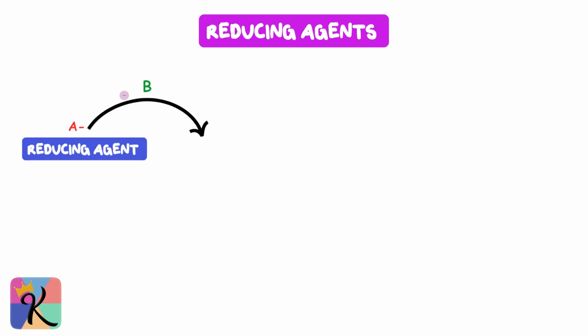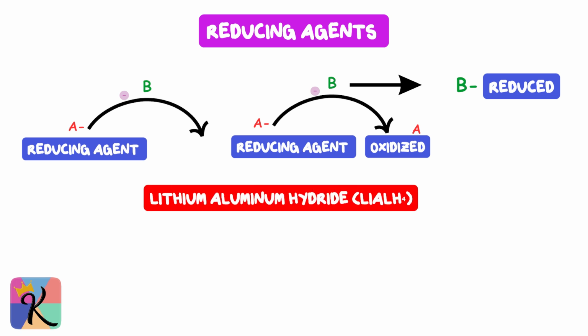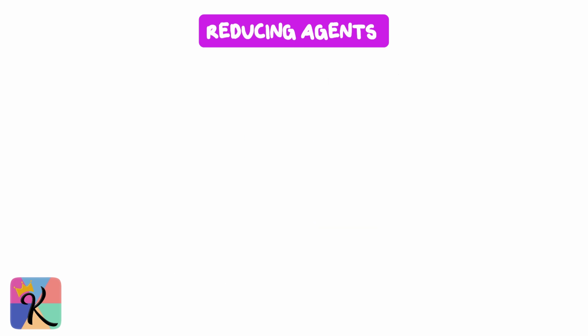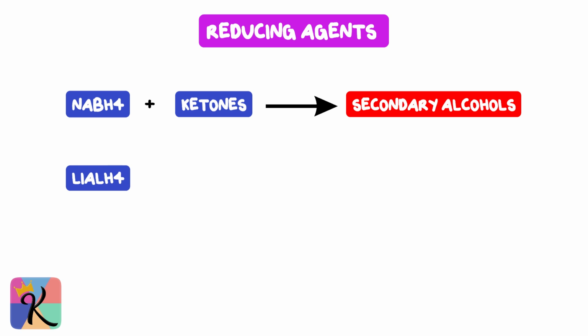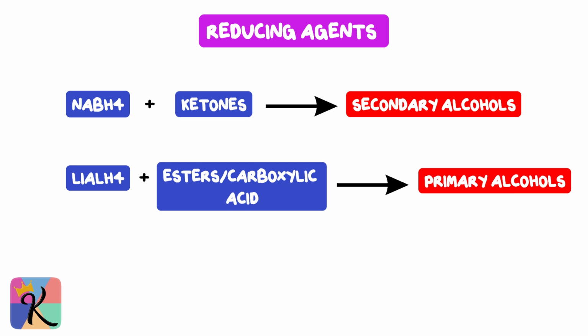Now, let's talk about reducing agents, compounds that donate electrons. They are oxidized while reducing another molecule. Common reducing agents include lithium aluminum hydride, LiAlH4, sodium borohydride, NaBH4, and zinc, Zn. For example, NaBH4 can reduce ketones to secondary alcohols, while LiAlH4 can reduce more resistant groups, like esters and carboxylic acids, to primary alcohols. Here are some typical reduction reactions.